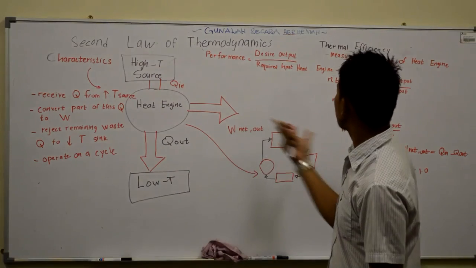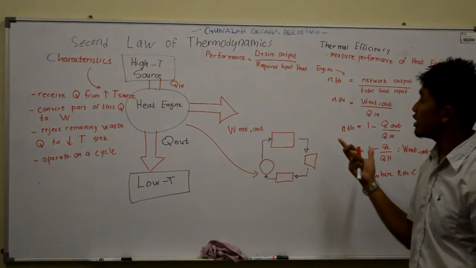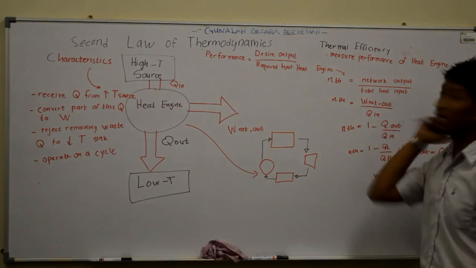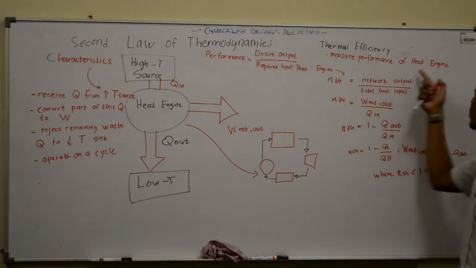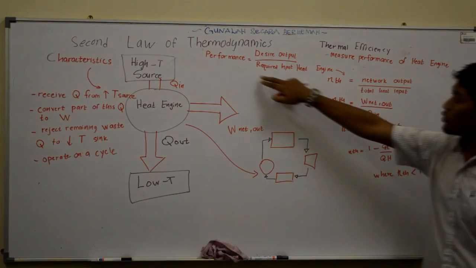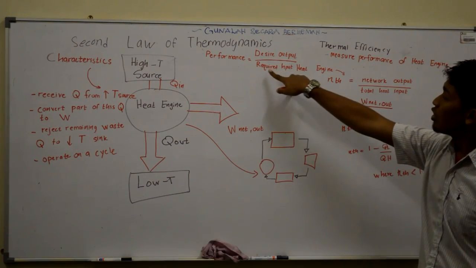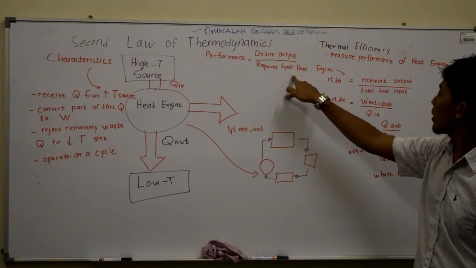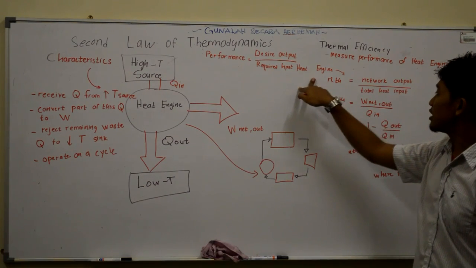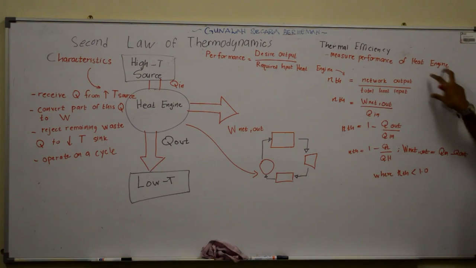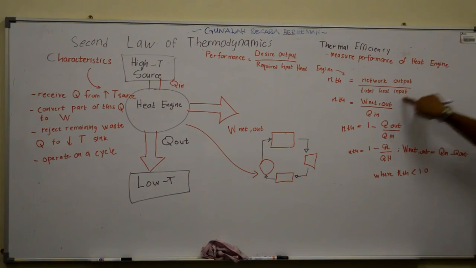Okay, next I will proceed to thermal efficiency. We will calculate thermal efficiency. Thermal efficiency actually measures the performance of heat engines. So how do we find the performance? Performance is equal to the desired output over the required input heat. For heat engine cases, this is how we find thermal efficiency using this formula: the net work output divided by the total heat input.